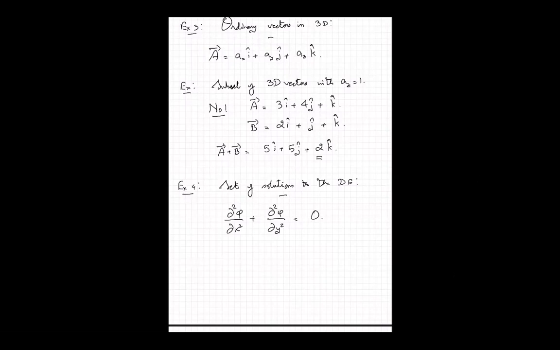So I can consider a subset of three-dimensional vectors with z component equal to 0 that will form a two-dimensional vector space. But I cannot consider a subset of vectors with z component equal to 1 because that will not form a linear vector space. Is that clear? Yes, sir, I got that. Okay. Any other questions from anybody else?